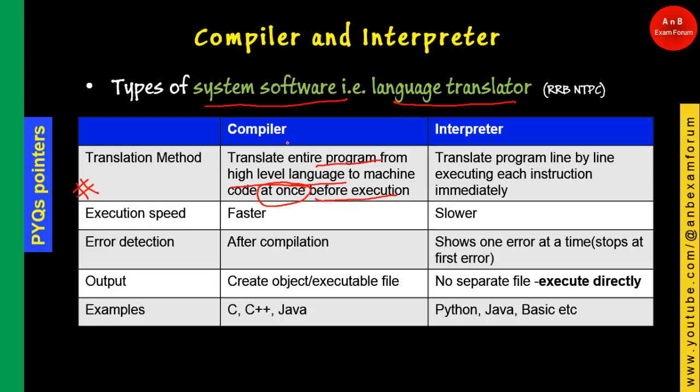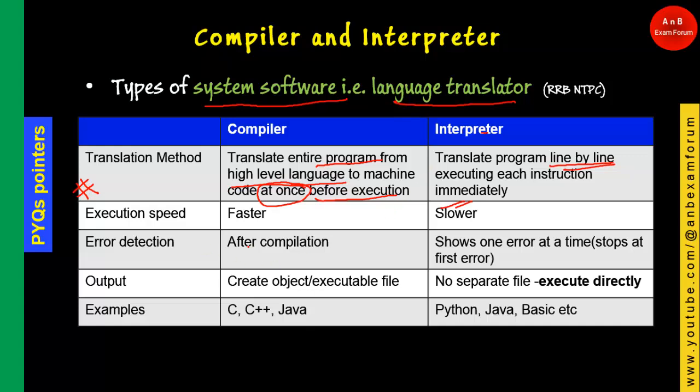So whether it is a compiler or an interpreter, it is going to translate the program into a machine level program. But the translation methodology is different. The compiler is going to translate the program at once, whereas the interpreter is going to translate the program line by line, and each instruction will be executed immediately. And if you talk about execution speed, generally the compiler is faster than the interpreter.